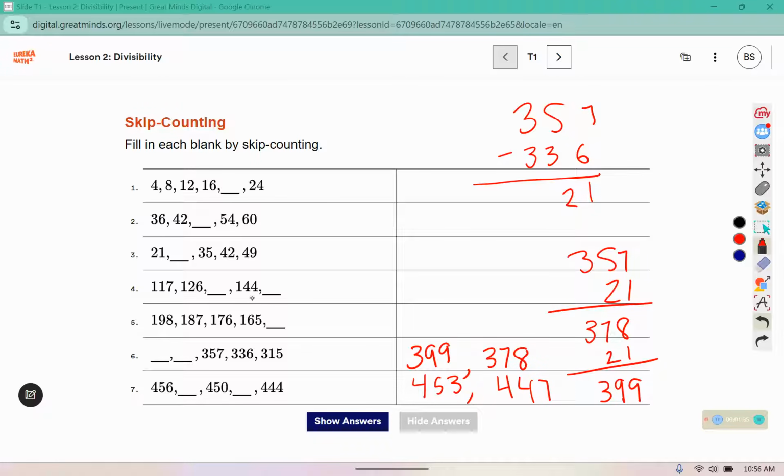You have a couple that are counting down, several that are counting up. Try and figure out what they're counting by and fill in the rest.